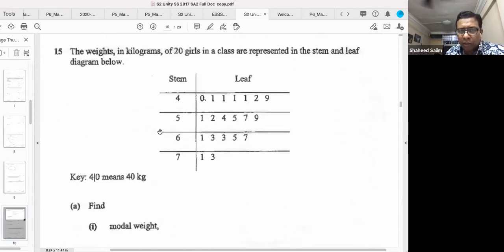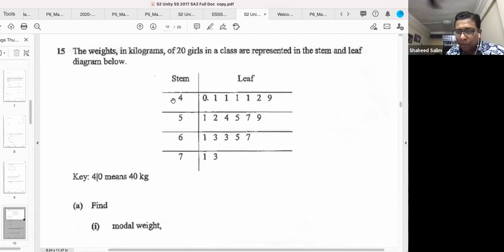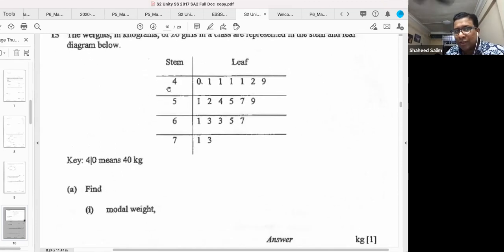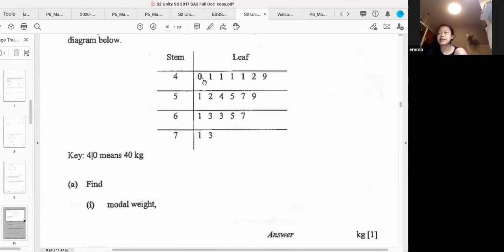Okay, you remember how to read this? I'm just going to test you first. Down here you can see the screen. How many persons are there in this group? 20. So how do we know there's 20 here, let's say you don't see this one? Just count the numbers at the side, here, the leaf.